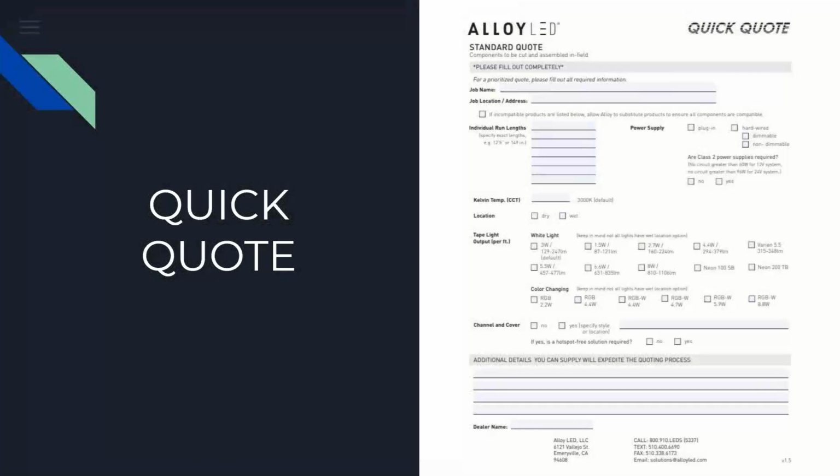So next, there's a couple different ways to submit a quote request from Alloy. This is a quick quote form. With this quick quote form, if you figure out with your customer what product they're looking for, and you just need to have the accessories and the package put together, you want to know what the cost would be for custom cuts, this is an easy way to go. You can complete this in 5 minutes, and you will get a bill of materials and a price back from Alloy within 24 hours of submitting this.